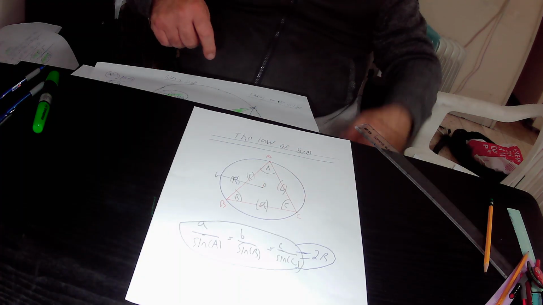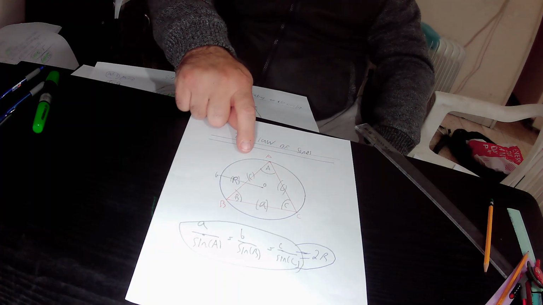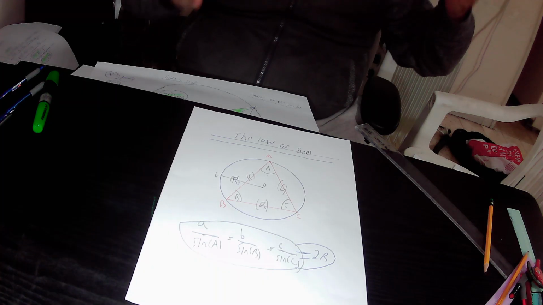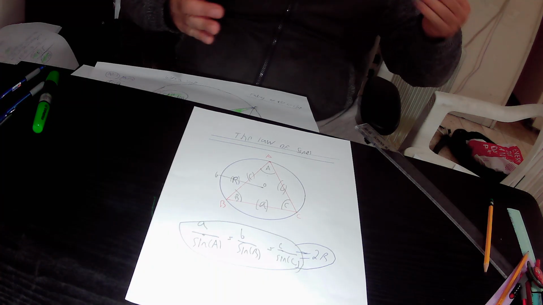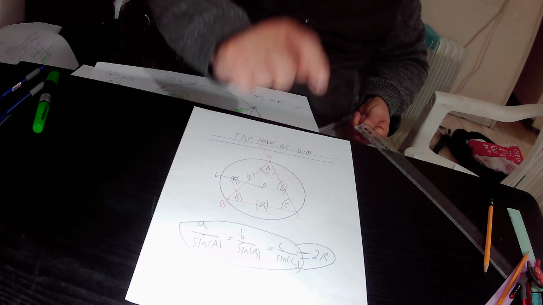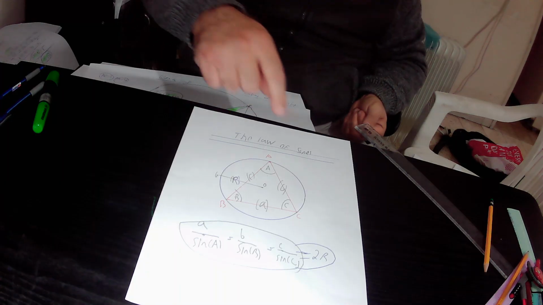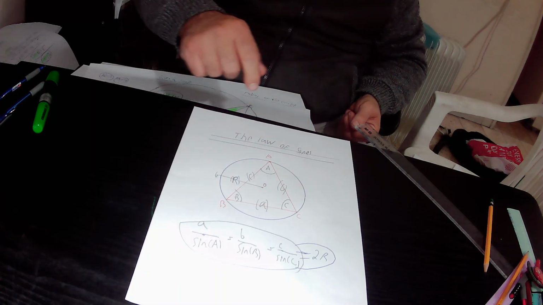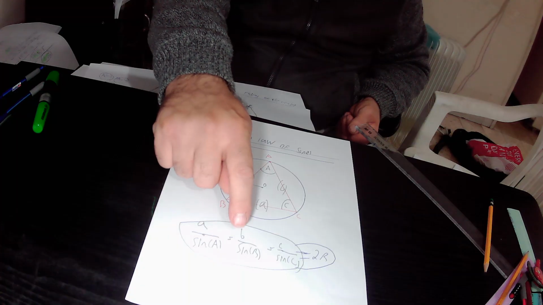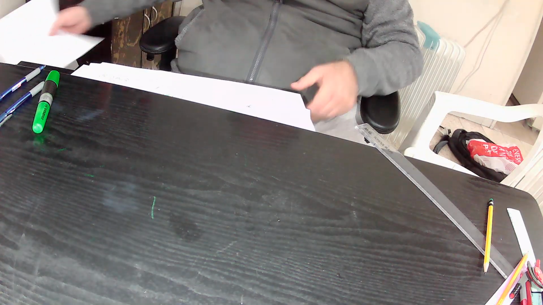In addition, this triangle ABC is inscribed in this circle. The radius of this circle that circumscribes triangle ABC is R. So according to the law of sines, the following equation holds: a over sine A equals b over sine B equals c over sine C equals 2R. And R is the radius of the circle that circumscribes triangle ABC. Again, a over sine A equals b over sine B equals c over sine C equals 2R. So we are going to implement the law of sines in this triangle ABC.